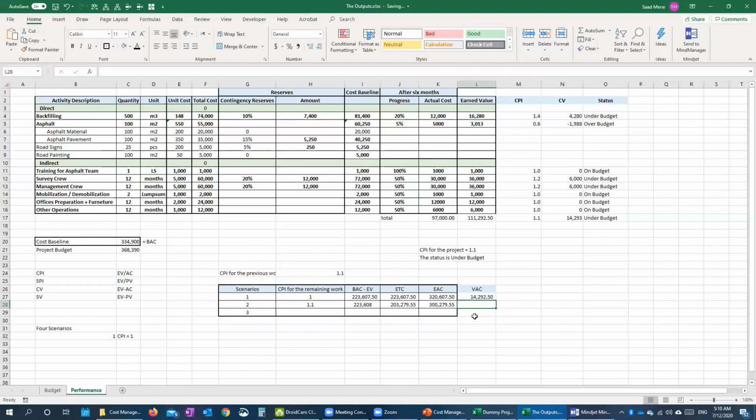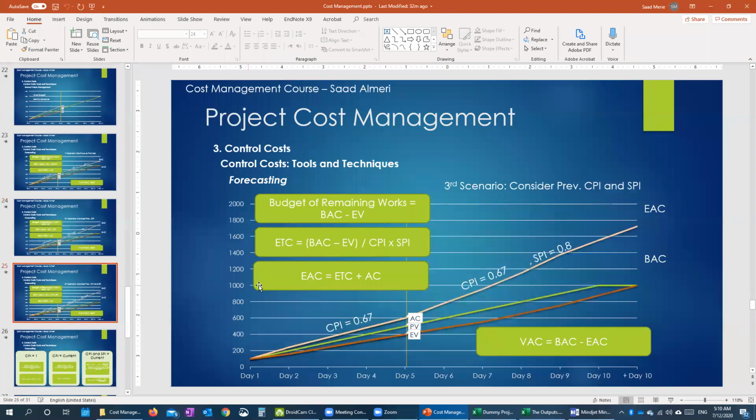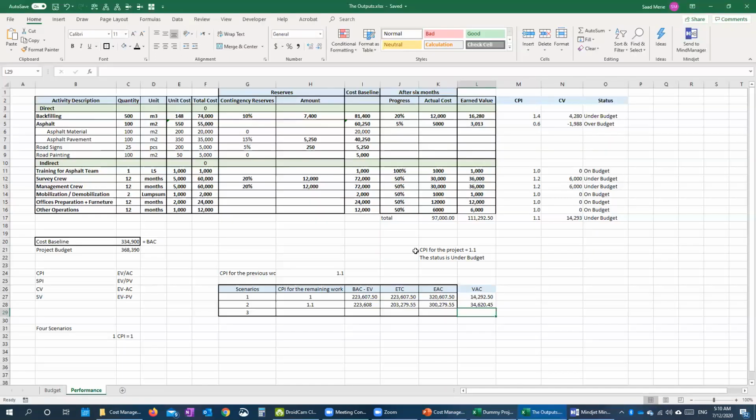And then we have the VAC. The VAC equals BAC minus EAC. Again, it is more positive, more good. The third scenario is that we are going to consider the CPI and SPI. But since we didn't calculate the SPI, we are not going to calculate that scenario.